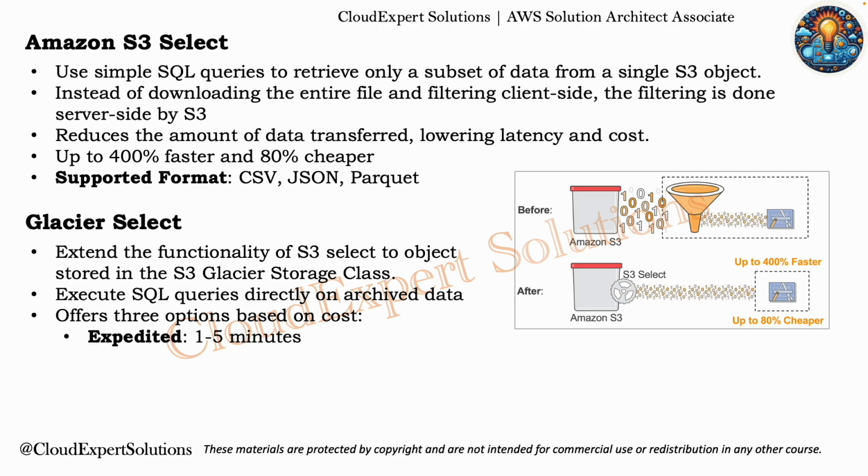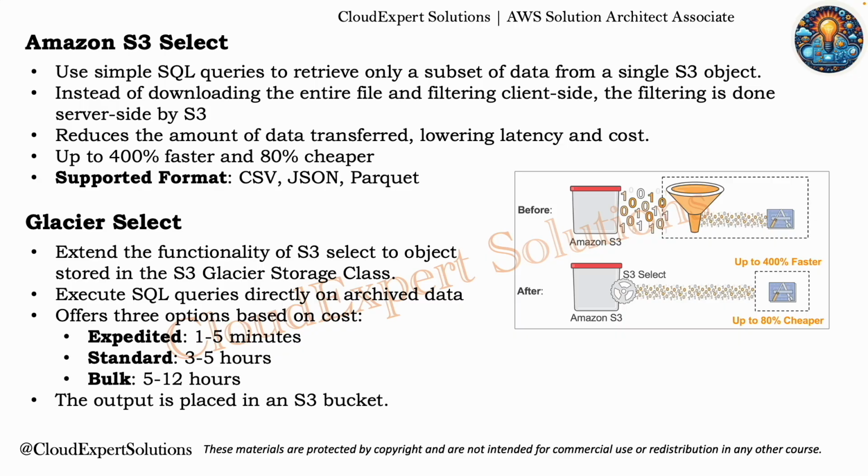First, expedite, where the results will come in 1 to 5 minutes. Then standard, where results will be available in 3 to 5 hours. And bulk, where results will be available in 5 to 12 hours. And please remember, for Glacier Select, the output is placed in an S3 bucket for you to retrieve.